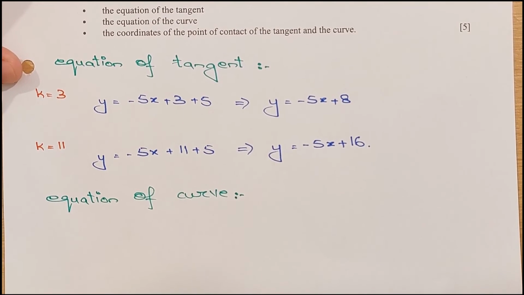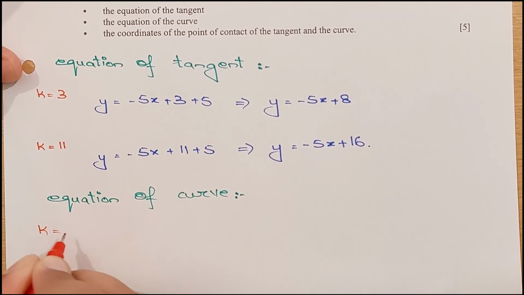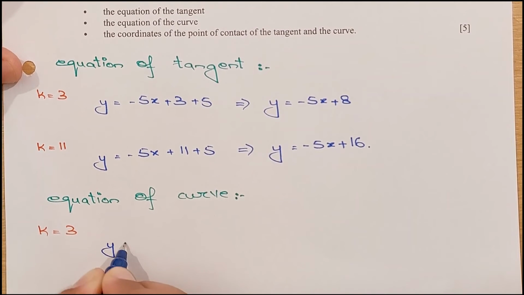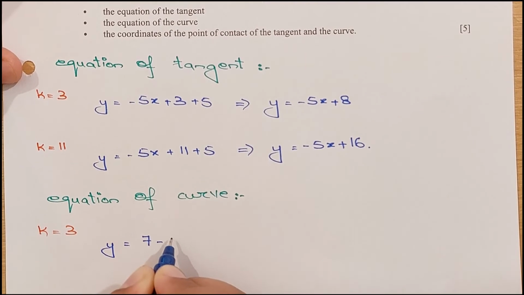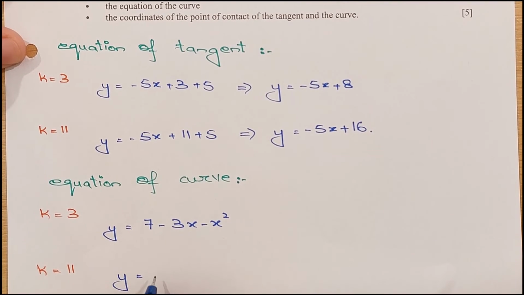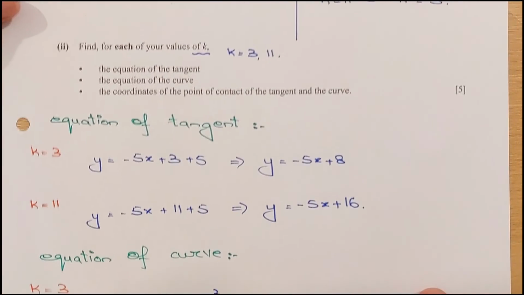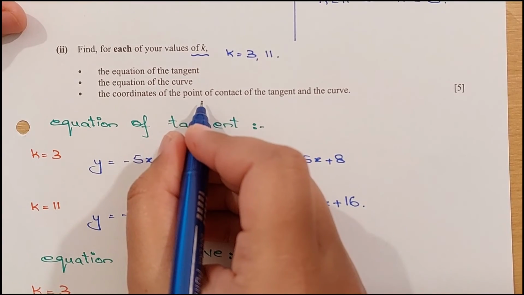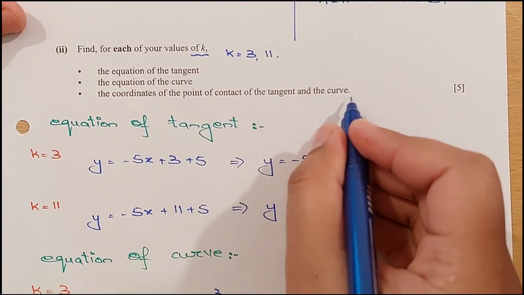So the first equation of the curve is when k equals 3. We have the equation of the curve y equals 7 minus kx, so 7 minus 3x minus x square. And when k is 11, the equation of the curve is y equals 7 minus 11x minus x square, right? And the third part is the coordinates of the point of contact of the tangent and the curve.